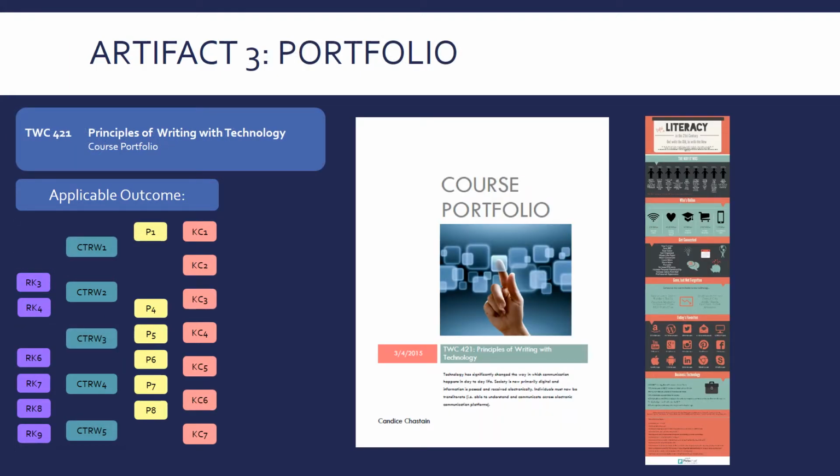Artifact number 3 is a course portfolio that was created for TWC 421, Principles of Writing with Technology. The portfolio consists of all work involved in creating an infographic entitled "Digital Literacy in the 21st Century: Out with the Old, In with the New." The purpose of the infographic was to educate the audience on the evolution of communication and that digital literacy is a must to be successful in today's society.